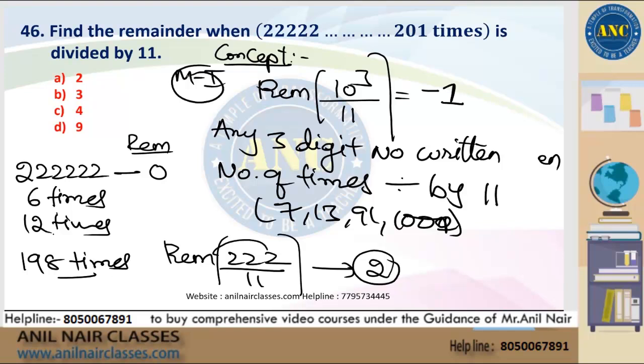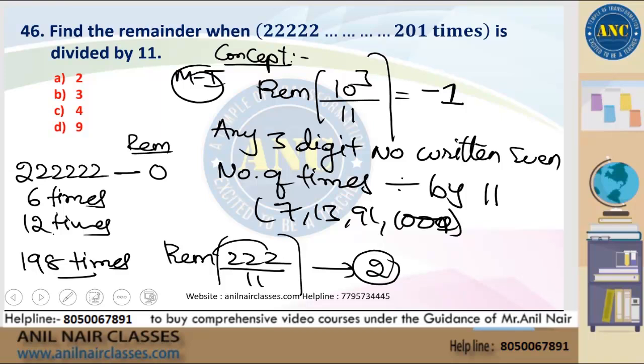Any 3-digit number written an even number of times is always divisible by 11. So 6 times, 12 times, 18 times, 24 times, 198 times. Remaining is 3 times, 222 divided by 11. 11 20s are 220, remaining is 2. I hope the idea is clear.